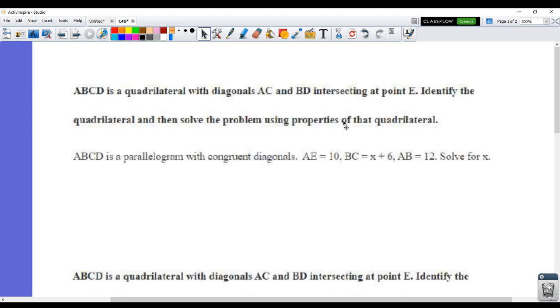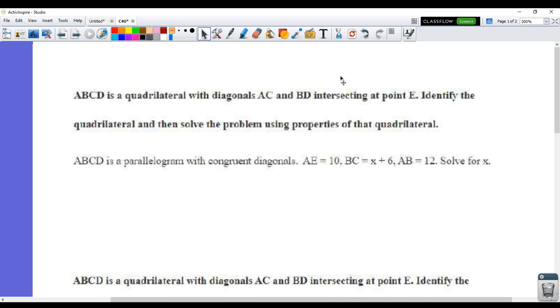Okay, this video is about some of these check for understanding questions with quadrilaterals and classifying and then solving using their properties. Okay, so first we are told that we have AC and BD as diagonals and that those two points intersect at E. Okay, so we are told that ABCD is a parallelogram with congruent diagonals. Okay, you should know that a parallelogram with congruent diagonals is called a rectangle.